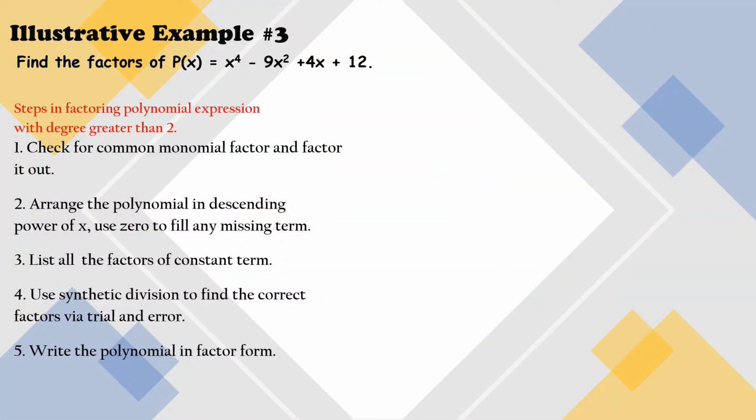Let's have our last example. Find the factors of p of x equals x raised to 4 minus 9x squared plus 4x plus 12. So step 1 is to check for the common monomial factor and factor it out. Since there's no common monomial factor for this one, we proceed with step 2. Arrange the polynomial in descending power of x. Use 0 to fill any missing term. So therefore, we will have x raised to 4 plus 0x cubed minus 9x squared plus 4x plus 12. So putting 0x cubed in place of the missing term x cubed.